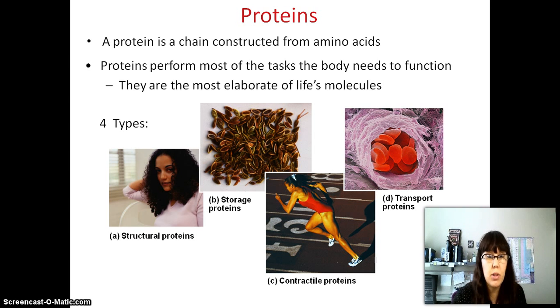You also have structural proteins like keratin in your hair and nails, collagen in your skin. There are storage proteins, like the kinds that you would find in beans, contractile proteins in muscles, and then transport proteins such as hemoglobin, which helps to transport oxygen in your blood.